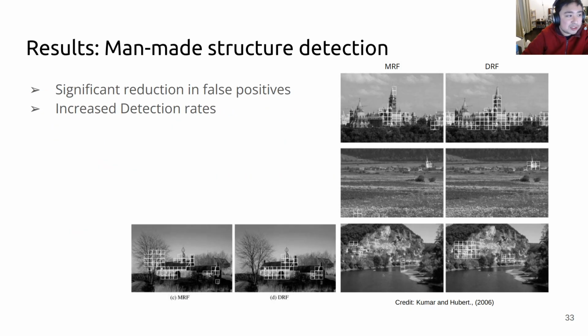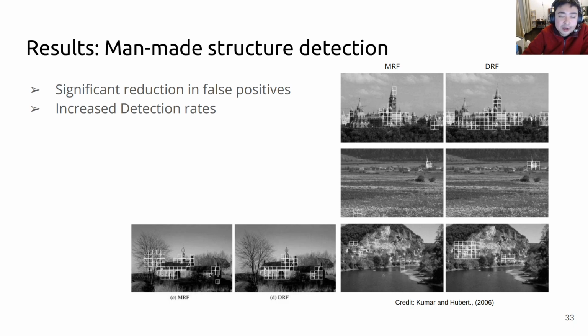So when we look at the results and compare them to Markov random fields, the main thing is we see increased detection rates. The task is man-made structure detection. Here you see that something is not being labeled, whereas it's actually being labeled. And we're seeing a significant reduction in false positives. So here you see, for example, that the tree is being detected as a building and things like that.